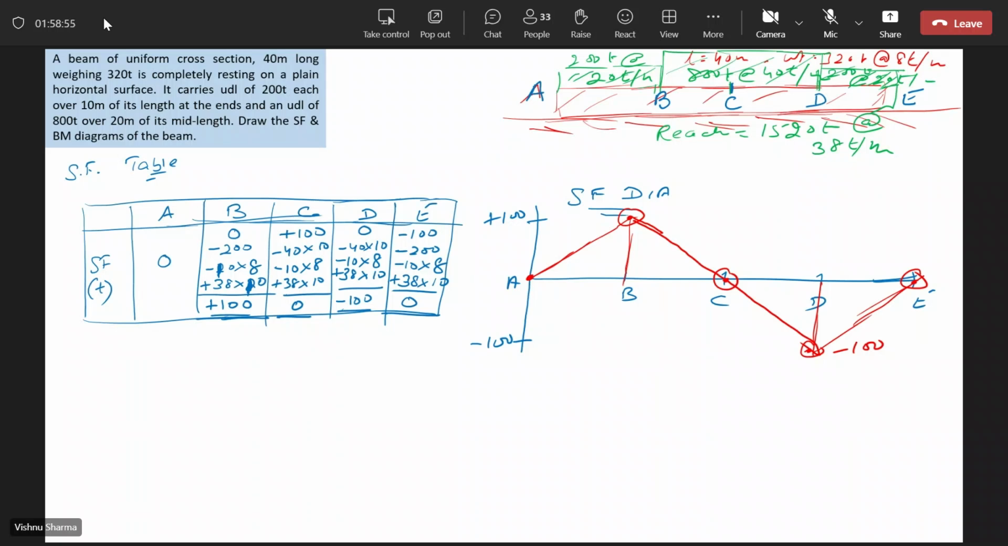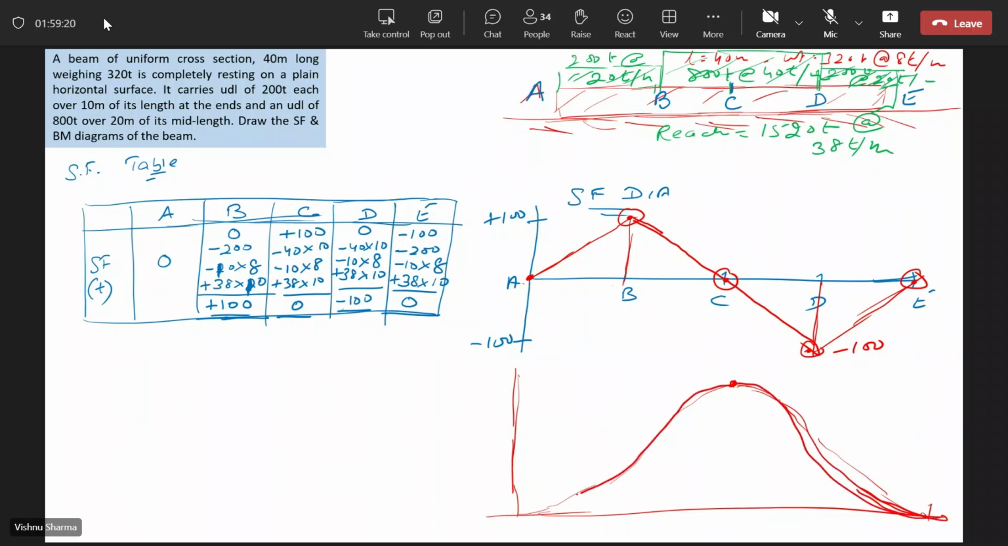What will be the shape of the BM diagram? I can tell you. Values you can keep calculating. It will be only plus. I'm looking at the SF diagram and giving you. Maxima will come at C. First it is base to vertex, then vertex to base. So it will be like this, a mirror image, something like a bell. Yes, this will be the shape of the BM diagram.